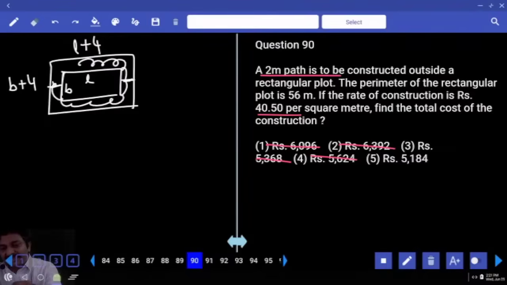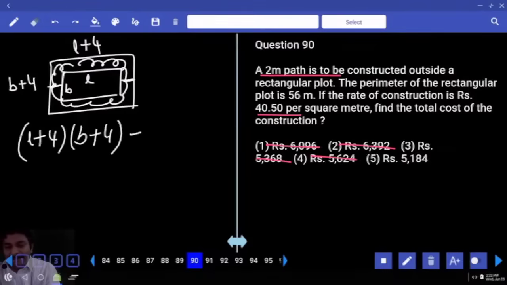Construction area is this shaded area, which is outer rectangle area minus inner rectangle area. L plus 4 into B plus 4, outer rectangle area, minus inner rectangle area. We don't need what is L or what is B. Using the perimeter itself, we can answer the question. LB, LB cancel. Left over 4L, 4B plus 16. So that will be 4 times of L plus B, plus 16.